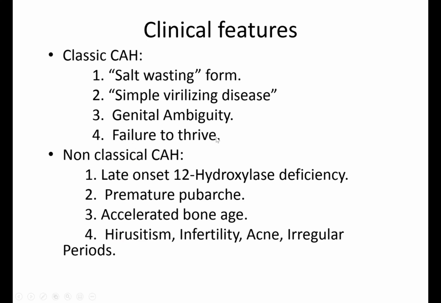So they present with failure to thrive and all the signs and symptoms we have seen in the case above. Whereas the non-classical CAH is a late onset CAH. And then it can present with premature puberty, a slightly accelerated bone age, and hirsutism, infertility, acne, or irregular periods later on in adolescence. So these are all the symptoms of classical and non-classical CAH features.